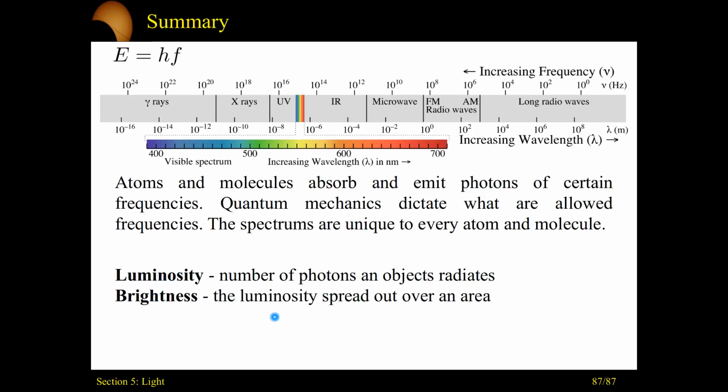Finally, the last two big ones for us will be luminosity and brightness, where luminosity is the radiant power of an object. Another way to describe it is the photons it's giving away every second, whereas brightness is that luminosity spread out over an area.